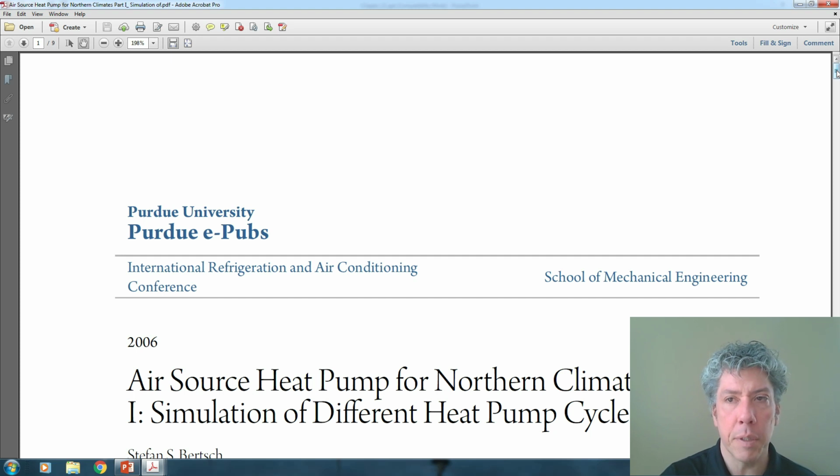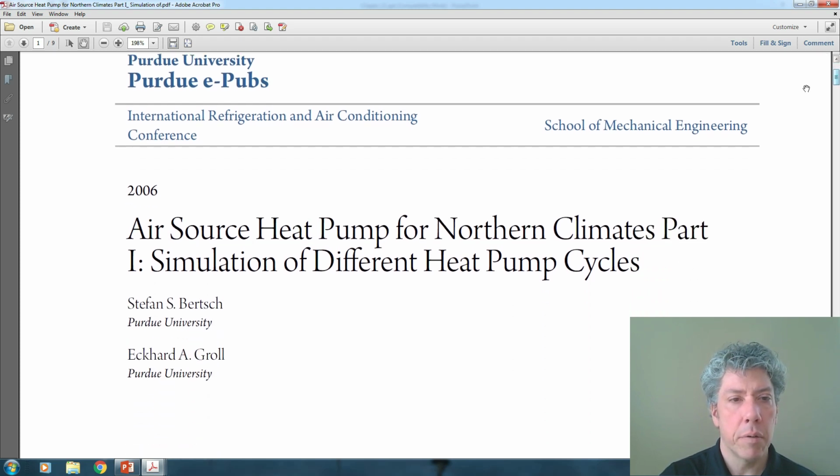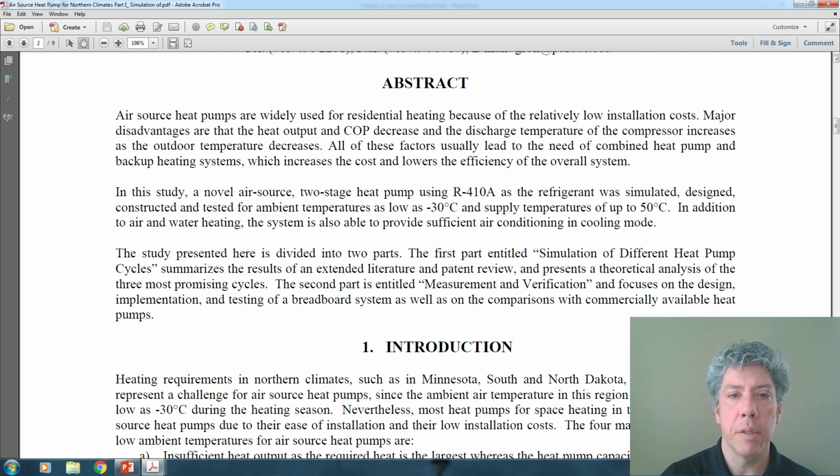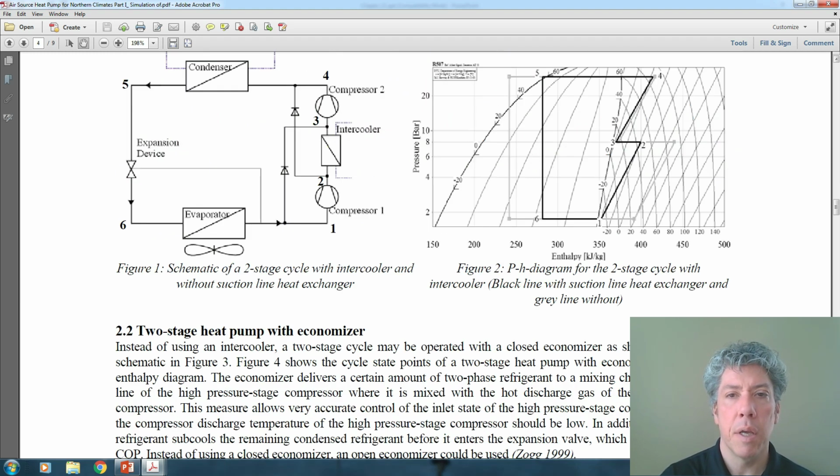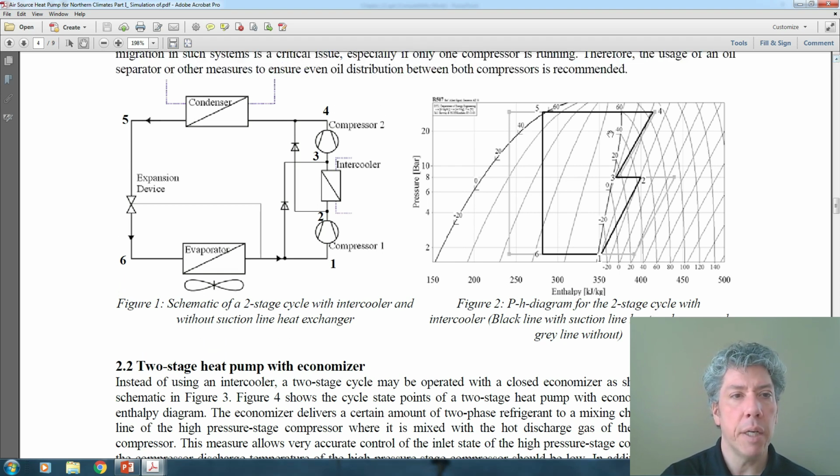I've already got them opened in PDF, and I've posted these for you as well. Let's see, 2006. Written by, I'm sorry, I don't know how to pronounce their names. They're in the School of Mechanical Engineering, so my alma mater. And Air Source Heat Pump for Northern Climates, Part 1, Simulations of Different Heat Pump Cycles. So they went through and they looked at several different heat pump cycles to simulate them and compare them and see which one would be ideal. Now, if you look at this, you'll notice we've got two compressors.